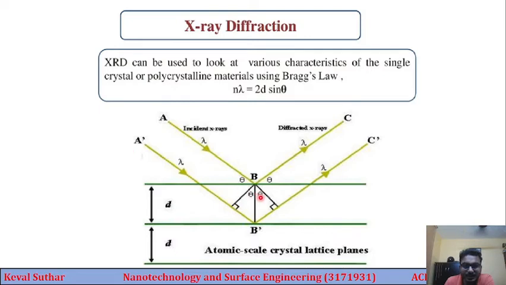Here you can see that we have atomic scale crystal lattice planes. Here we have taken two different planes with the spacing of d, and as you can see, the incident X-rays are diffracted with an angle of theta. This is the way X-ray diffraction works using Bragg's law. We will go into detail of this figure once again.